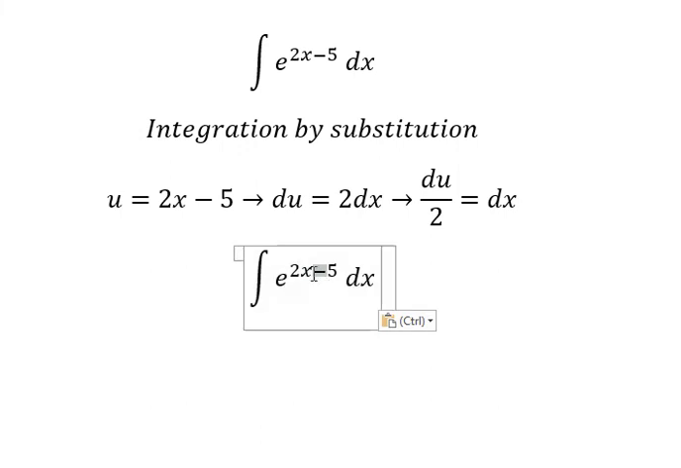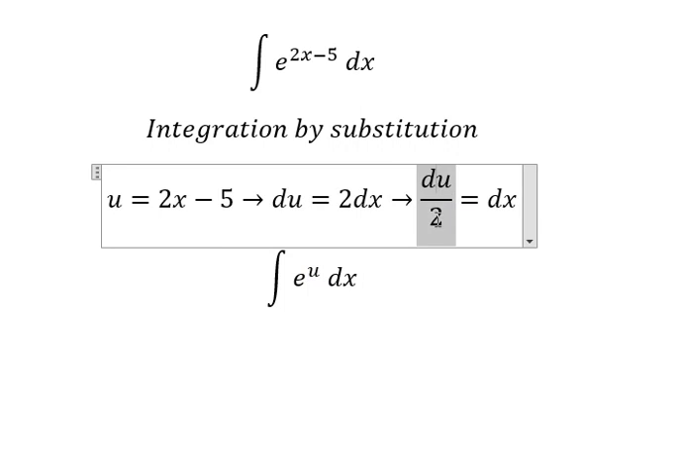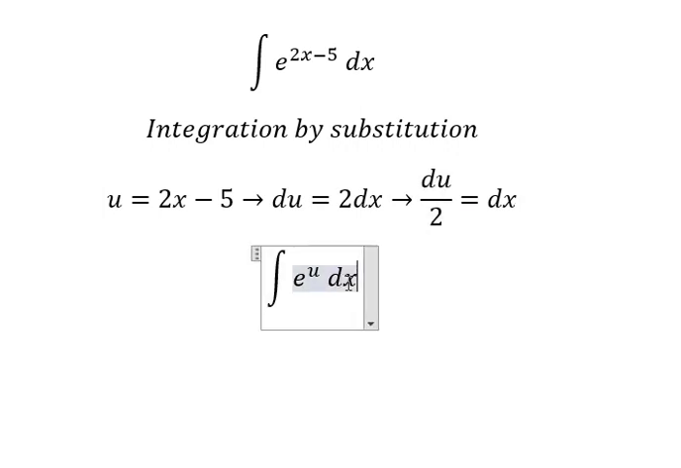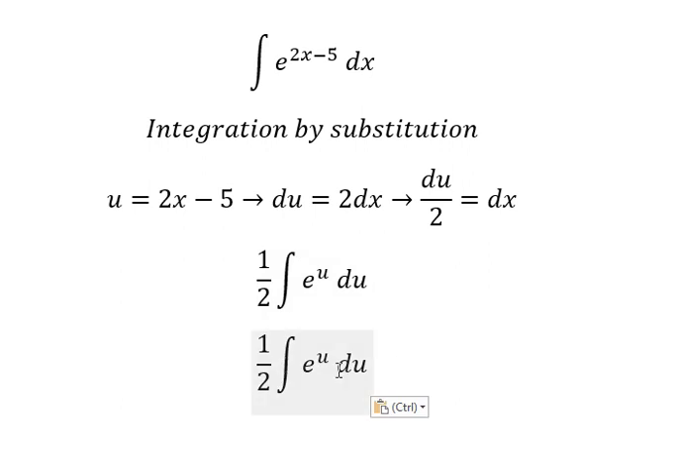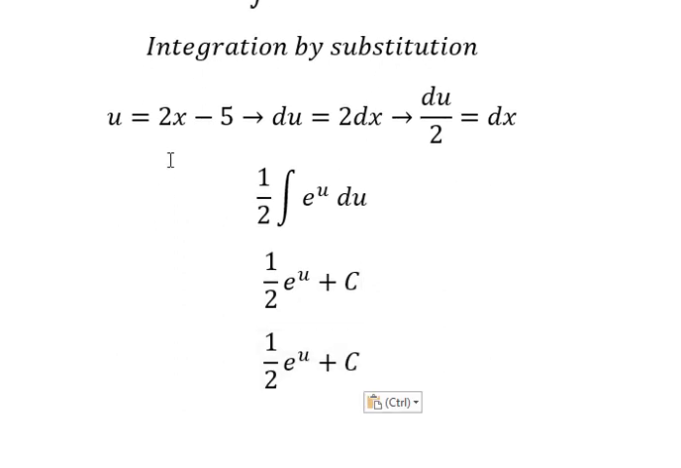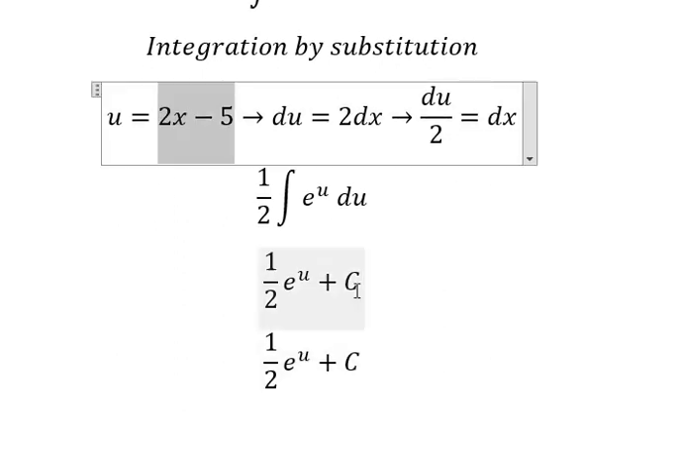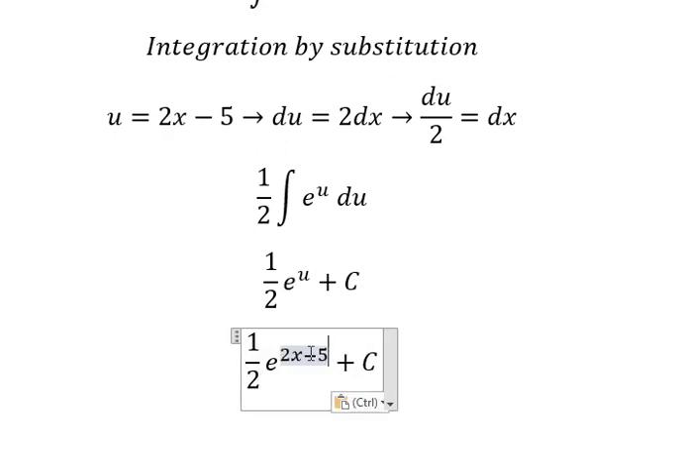So this one we change by u. Dx we change by this one. So the integration of this one, we have e to the power of u, and I will put c. About u, that is this one. And here is the final answer. That is the end.